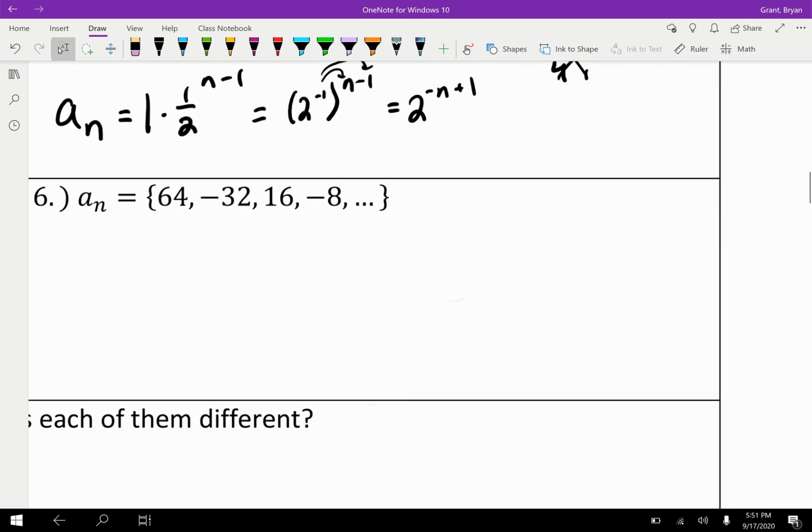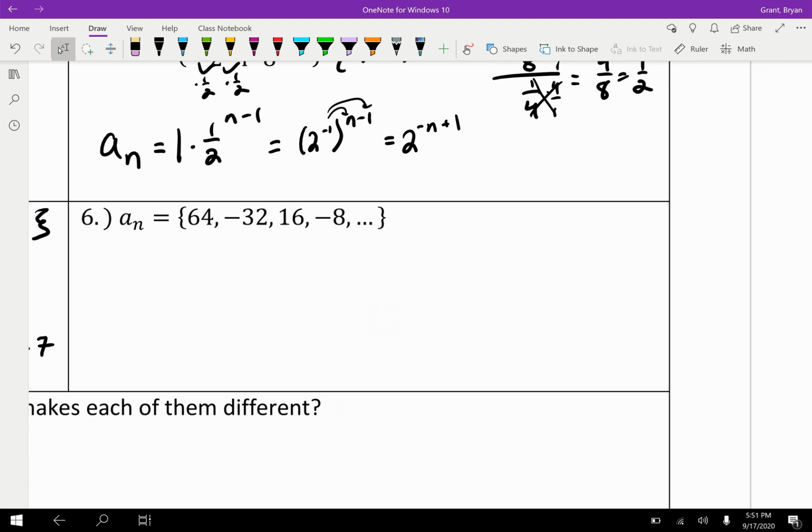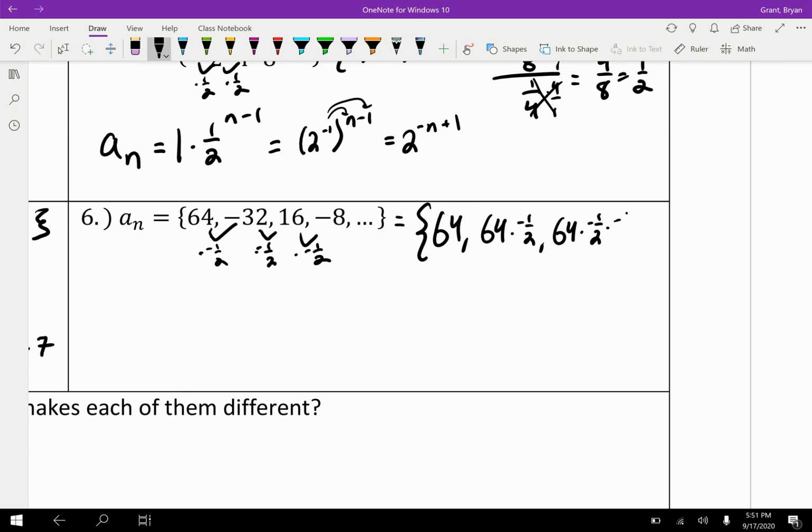And then let's go ahead and take a peek at our last one. This one looks pretty much the same, except we're multiplying by, I think, negative 1/2 this time, aren't we? Times a negative 1/2 every time. So if we wanted to rewrite this, we start at 64, then my next one is 64 times a negative 1/2, and then the next one 64 times a couple of those, and so on and so forth. So it looks like an easy way to write this formula is start at 64 and multiply by negative 1/2 n minus 1 times. Do you think we're going to rewrite it?